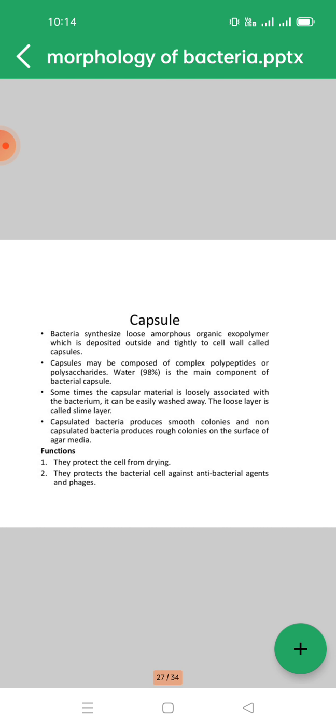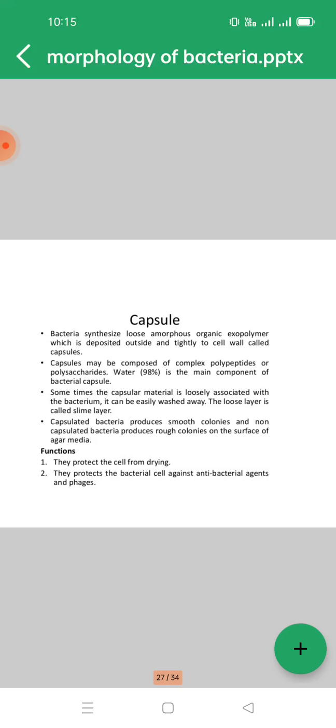Next structure is capsule. This is a very important structure. It is an amorphous organic exopolymer structure. It is present outside and is tightly attached to the cell wall. So this is known as capsule. It is a loose amorphous organic exopolymer structure.